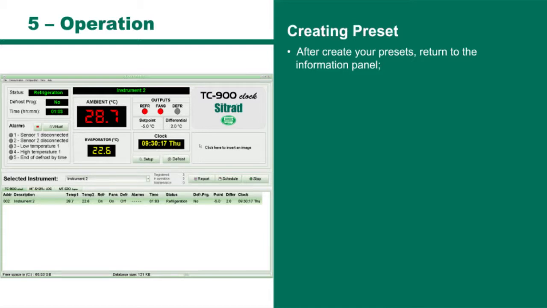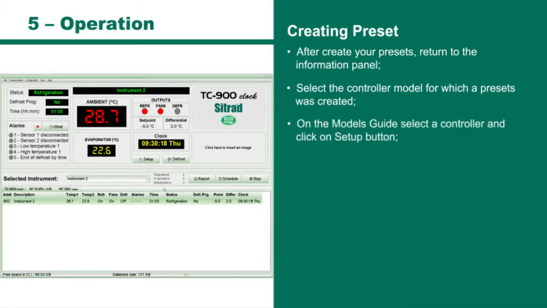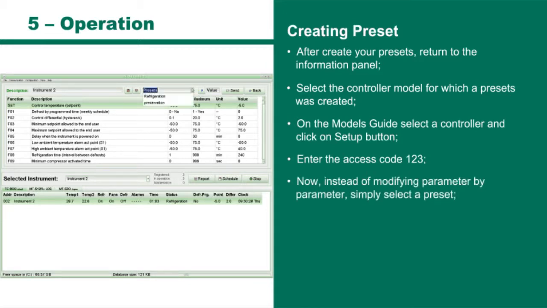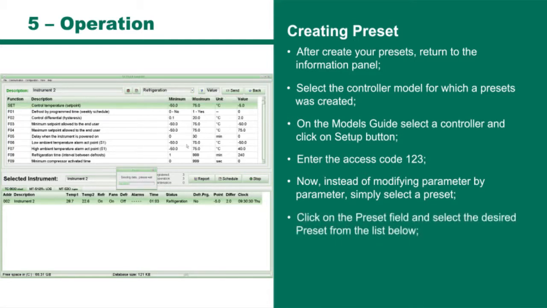After you create your presets, return to the Information panel. Select the controller model for which a preset was created. On the Models guide, select a controller and click the Setup button. Enter the access code 123. Now, instead of modifying parameter by parameter, simply select a preset. Click on the preset field and select the desired preset from the list below. When selecting, Sitrad will send the configuration to the controller, which will automatically modify. Click on the OK button. Your controller has a new configuration.